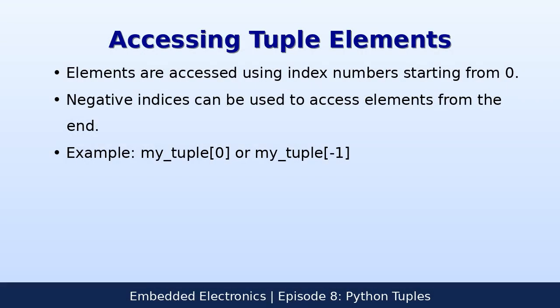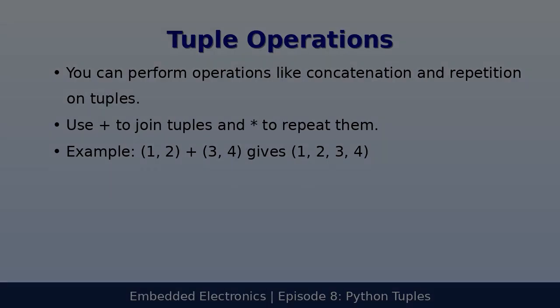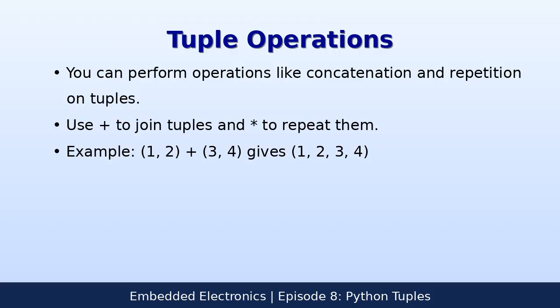Tuple elements are accessed using indexes starting from 0. Negative indices access elements from the end. Tuples support operations like concatenation using plus and repetition using star. These create new tuples because tuples are immutable.